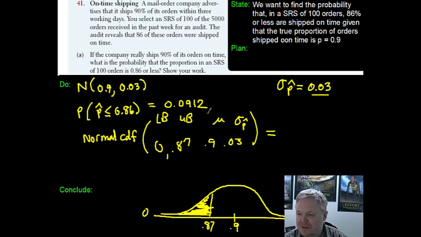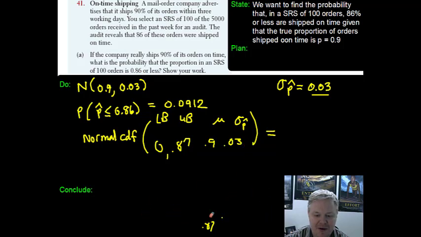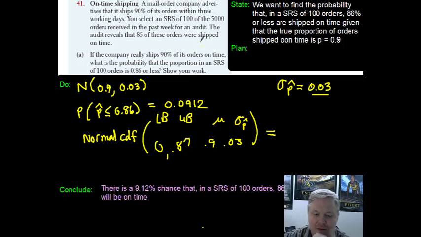Which means that I can conclude from that, this is still all for part A, right? So we can make our concluding statement for part A now. Based on the 0.0912, there is a 9.12% chance that in a simple random sample of 100 orders, 86% or less of the orders will be on time. So that would give us our answer there for part A.